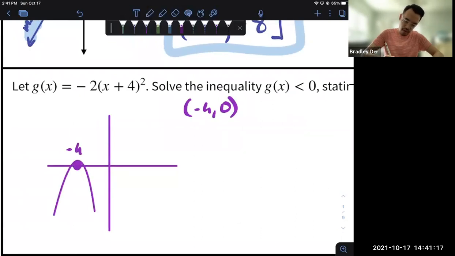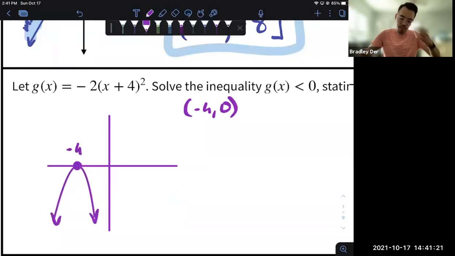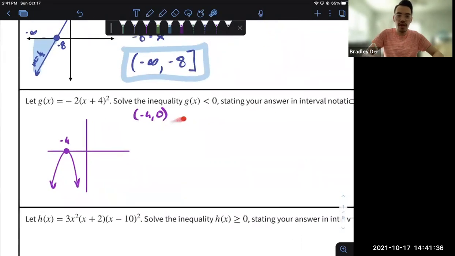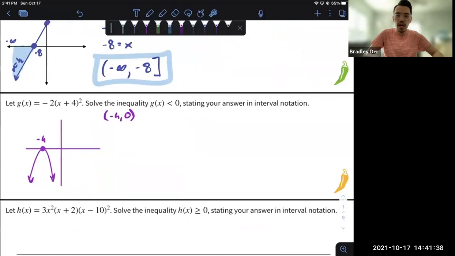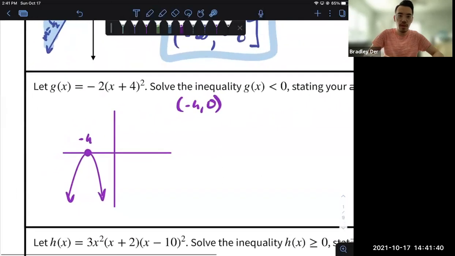And with negative a values, this parabola will open down. I don't really particularly care about all the other points because this inequality is just relative to 0. All I care about is whether points are above or below the x-axis. That's all that's important for this inequality. So solve the inequality g of x less than or equal to 0. Again, state your answer in interval notation.